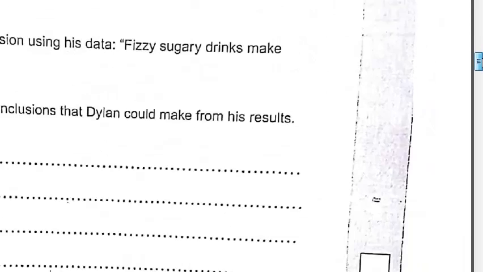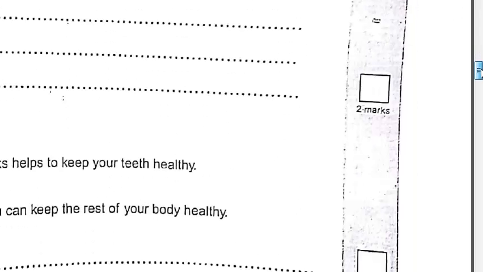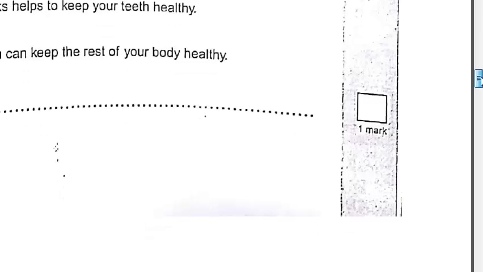Suggest 2 more conclusions that Dylan could make from his results. He can say milk makes the eggshell thicker, milk makes the eggshell rigid, milk is healthy for our teeth. This is another conclusion. You can write so many conclusions from these results. Avoiding sugary drinks helps to keep your teeth healthy.